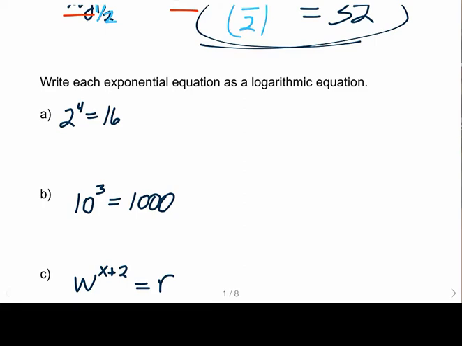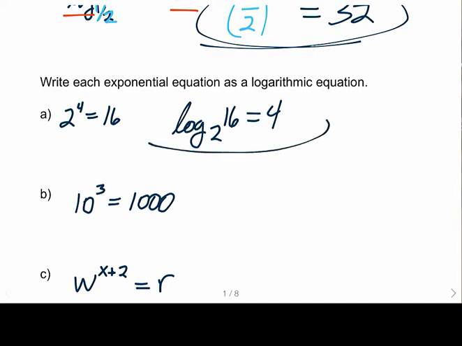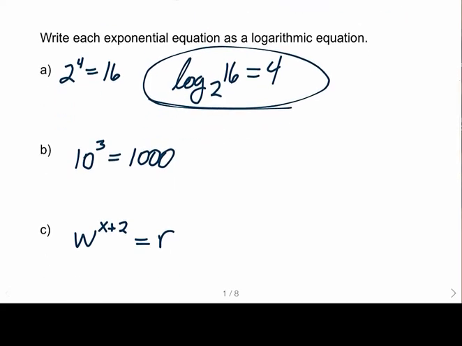Our first one is 2 to the 4th is equal to 16. So I'm going to write this as a log. And what's the base? 2. The exponent is the logarithm, so that's on the other side of the equation. And the result is 16. So that's where all the pieces go. Log base 2 of 16 is equal to 4. That's an equivalent equation.